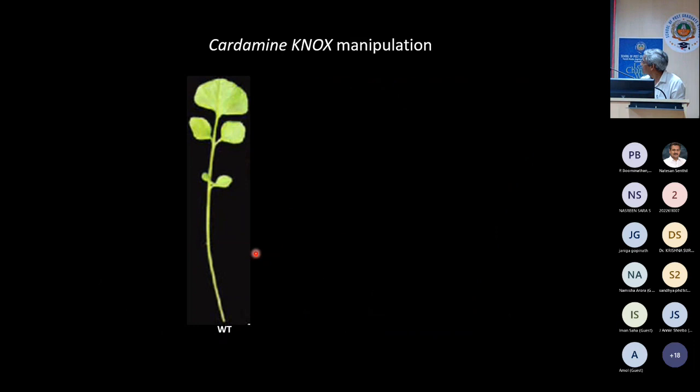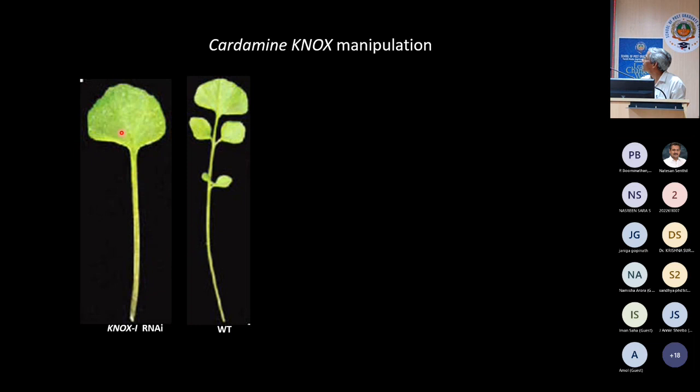This is a wild type Cardamine leaf. It has the Knox gene expression pattern I showed you in the previous slide. If you reduce the Knox gene from the leaf and restrict it only to the meristem, it gets converted into a simple leaf. Now you can say that the Knox gene expression is responsible for making a compound leaf, because when you reduce it and remove it from the leaf, you can convert a compound leaf into a simple leaf. But is it sufficient? How do you do the test of sufficiency? Okay, this particular one is an RNAi.